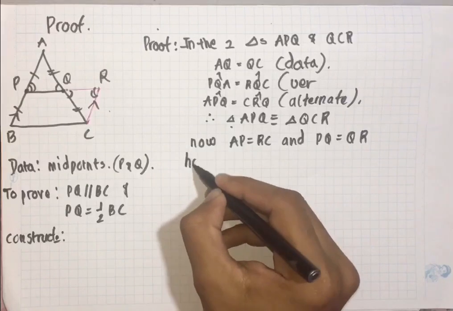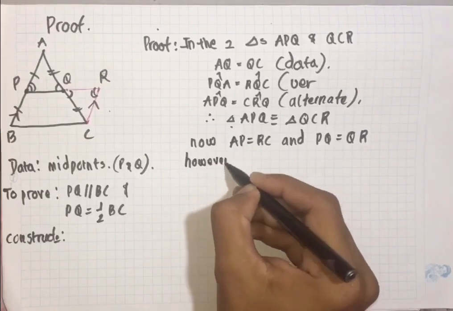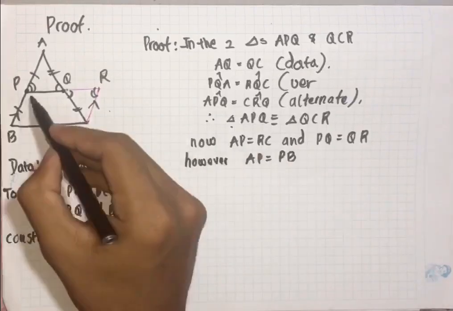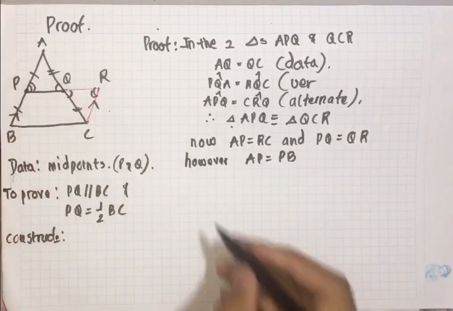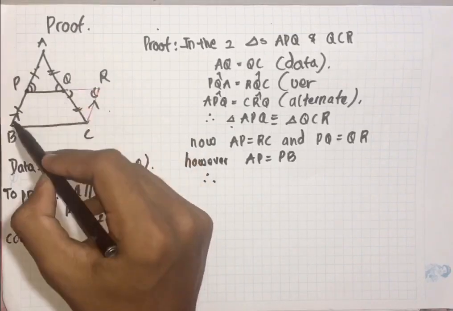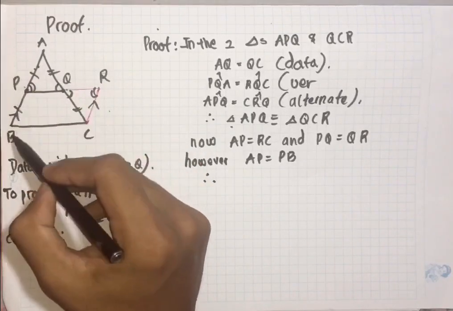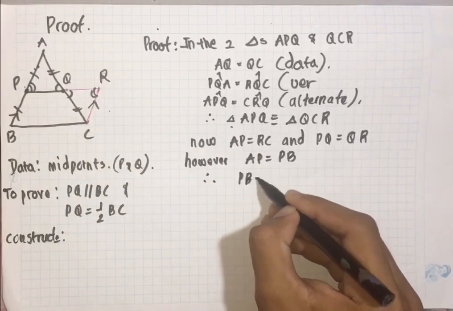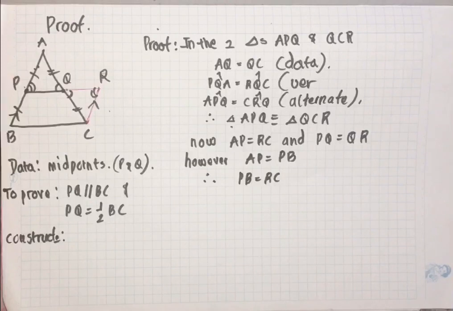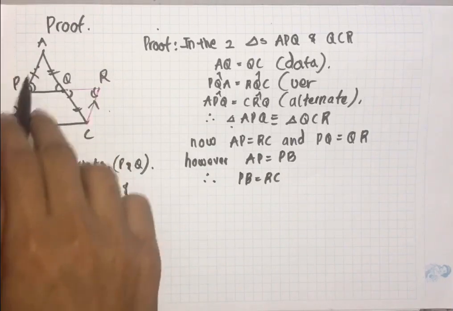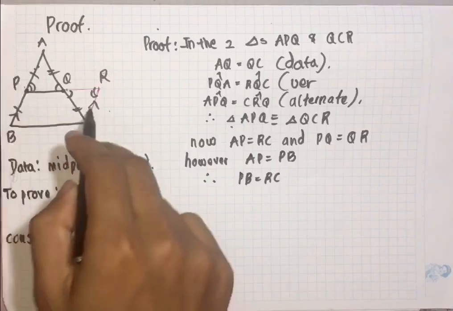However, you know that AP is equal to PB because this was the midpoint. Therefore, since AP is equal to RC and also AP is equal to PB, you can say PB is also equal to RC. Therefore, PB is equal to RC. Understood? We brought a relationship between these two, therefore this is equal to this.